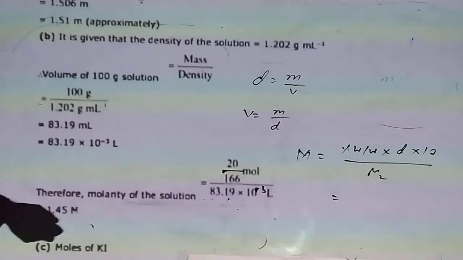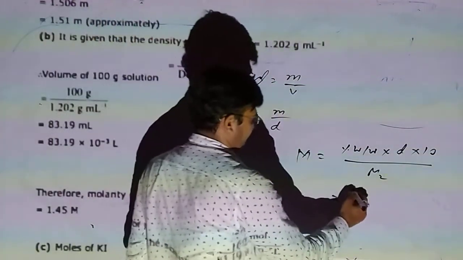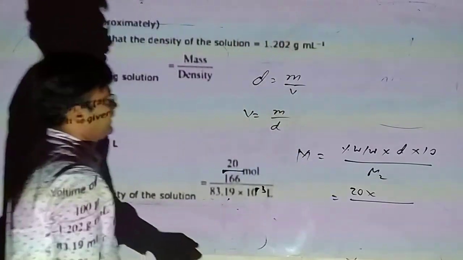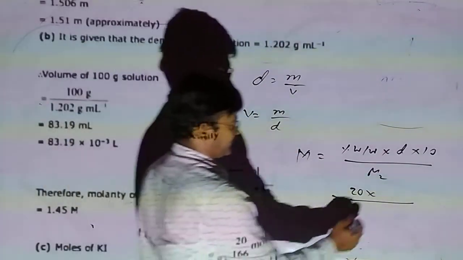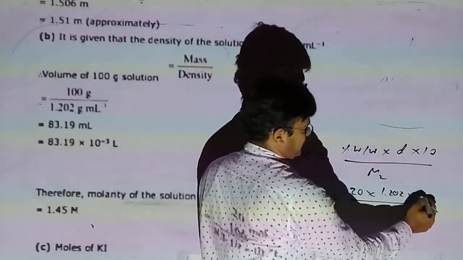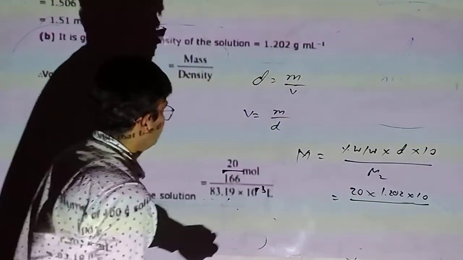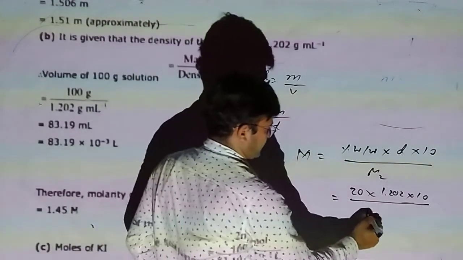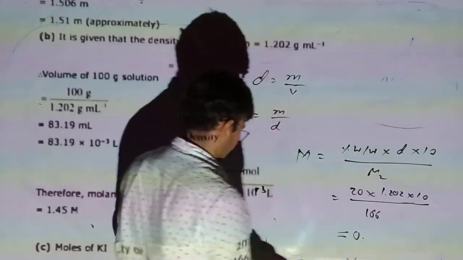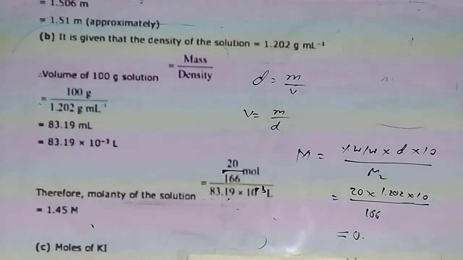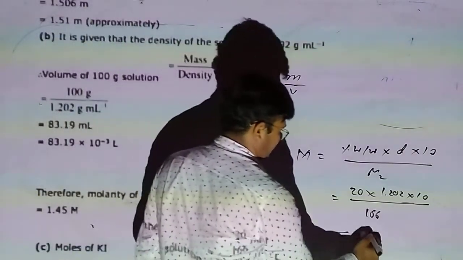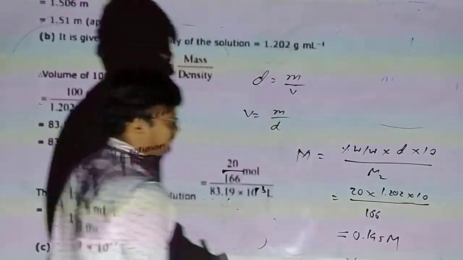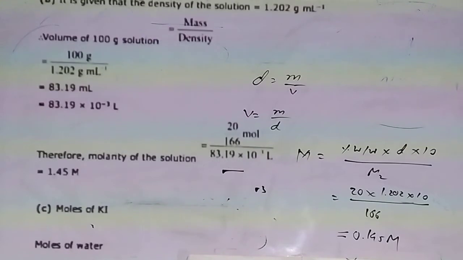Another method for getting molarity: percentage weight by weight into density into 10 upon molecular mass of solute. Percentage weight by weight is given, 20. Density is 1.202. Multiply by 10. Molecular mass is 166. So it gives 1.45. This one is a shortcut.